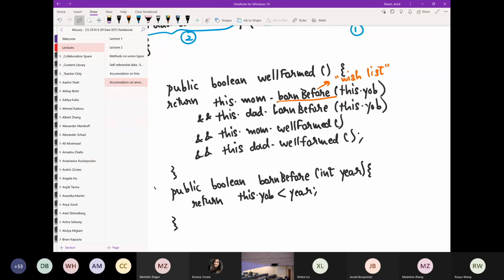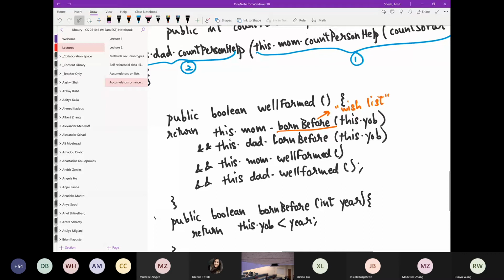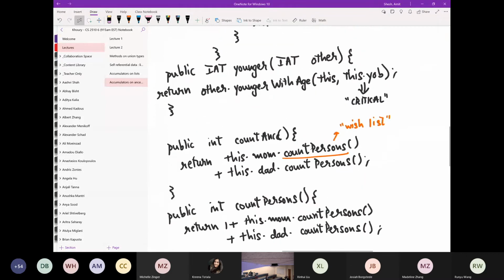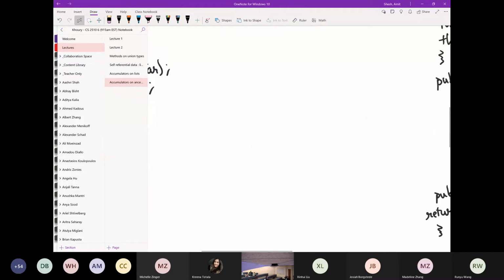We said from the outset that if one or both parents are unknown, then as far as that unknown side is concerned, the tree is well formed. So looking at it strictly from the point of view of this method exists just to help this method, what should we make this method return so that this one works correctly? The answer is, well, if this.mom is unknown, born before should return true. And so to make this work correctly, my born before should return true here.